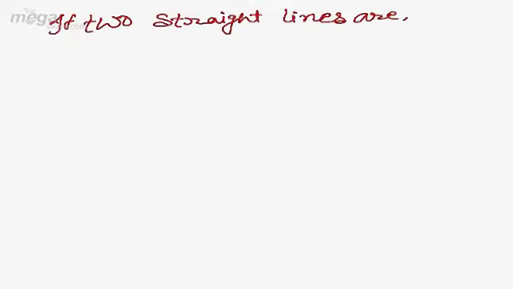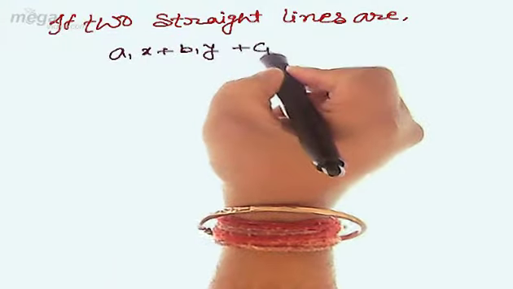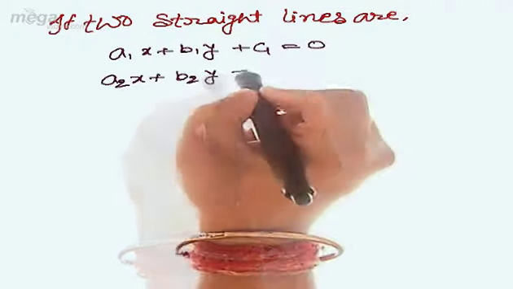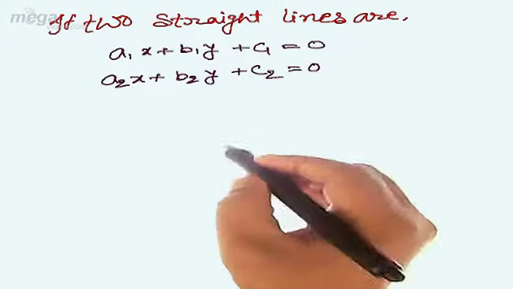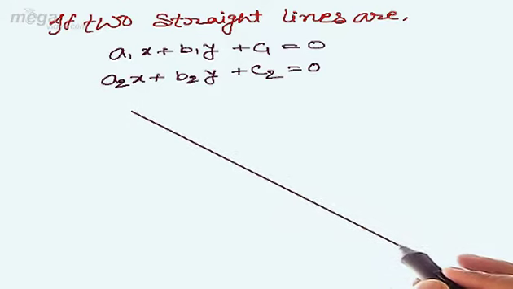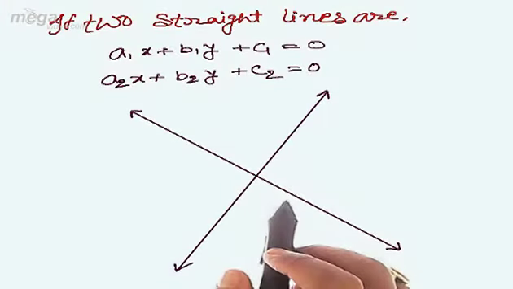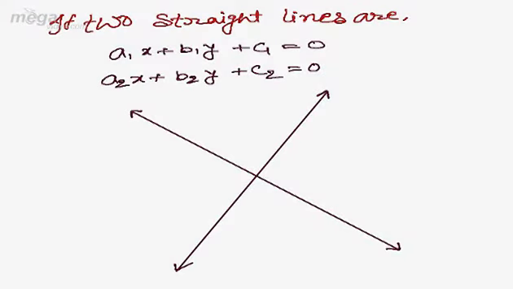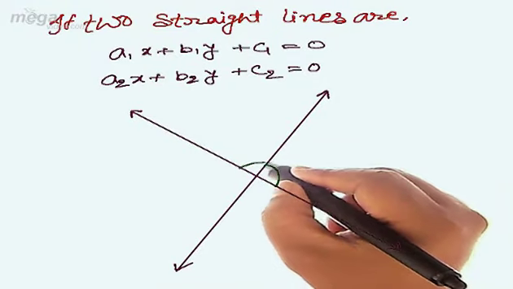So student, if these two straight lines are a1x plus b1y plus c1 equal to 0 and a2x plus b2y plus c2 equal to 0, whose graph when you draw, then you can draw the lines like this. Now you have to find the bisectors of the angle between these two given straight lines. That means the bisector of this angle and the bisector of this angle.